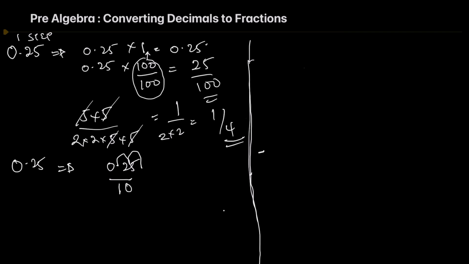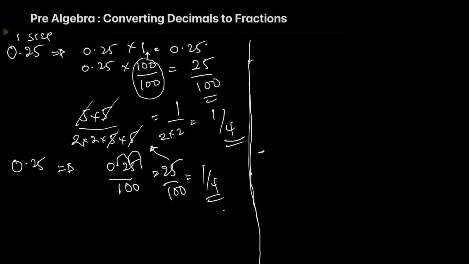Basically you had to move the dot twice, so you have 1, 2. You introduce the number of zeros that corresponds with the number of times you moved the dot. So here you are left with 25 over 100, and from this part of our calculation, we conclude that this is equal to 1 over 4. So this is the case.